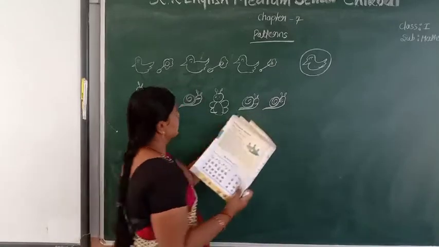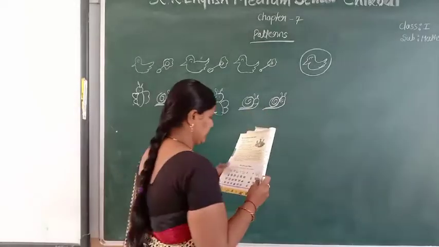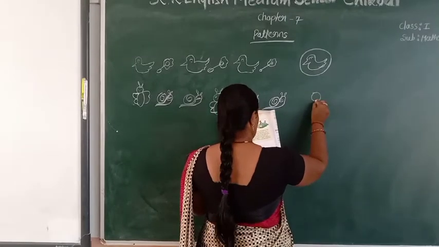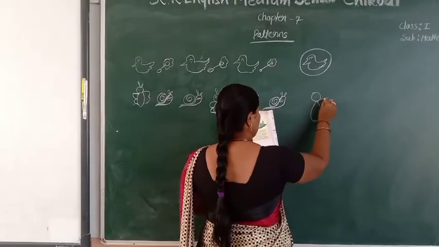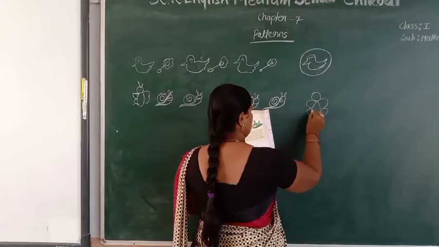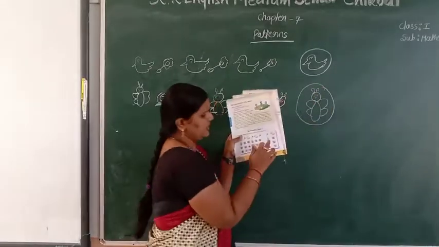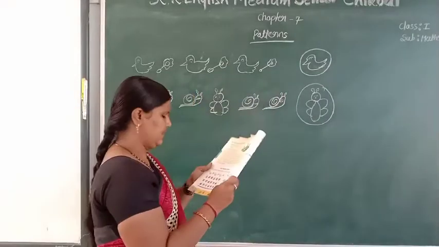Next one, after this, which one will come? Bee. So, draw here. Already in your textbook it is there, just you have to circle that. Next.